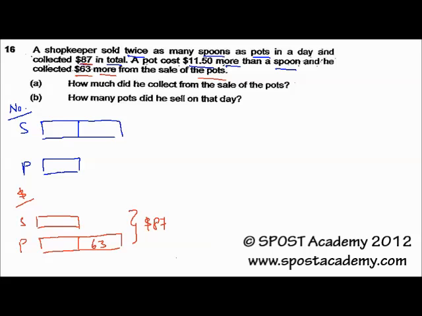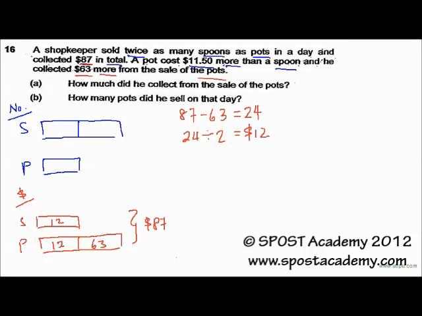So the first thing we'll know is how much is being spent on the spoon. So we'll have to find 87 minus 63, which gives us $24, and $24 divided by 2, I will get $12. So there's a total of $12 spent on the spoon and $12 over here.